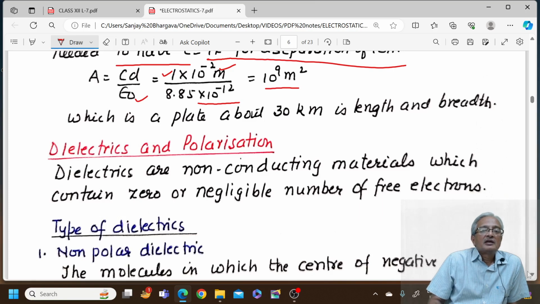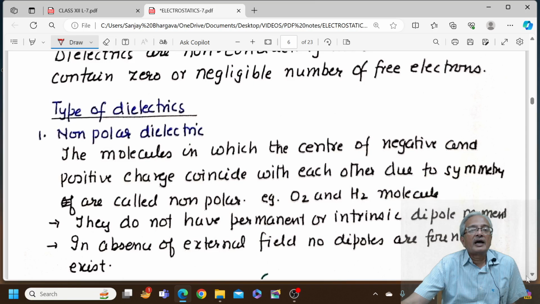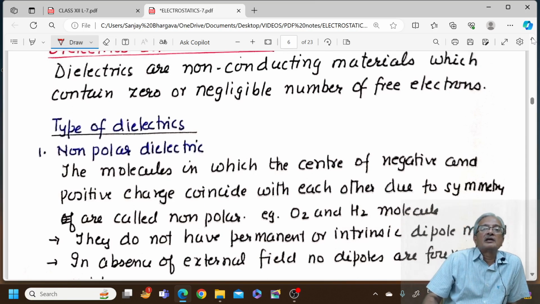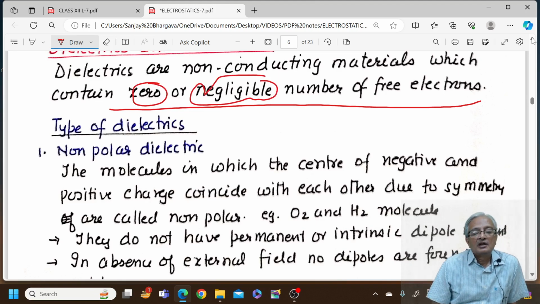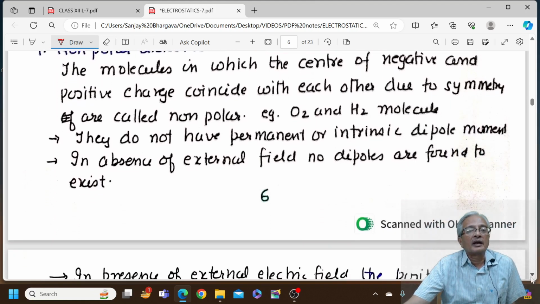Now let us understand the concept of dielectrics and polarization. What are dielectrics? Dielectrics are basically non-conducting materials which have either 0 or negligible number of free electrons. Now there are two types of dielectrics, non-polar dielectric and polar dielectric. Let us first take up non-polar dielectric.